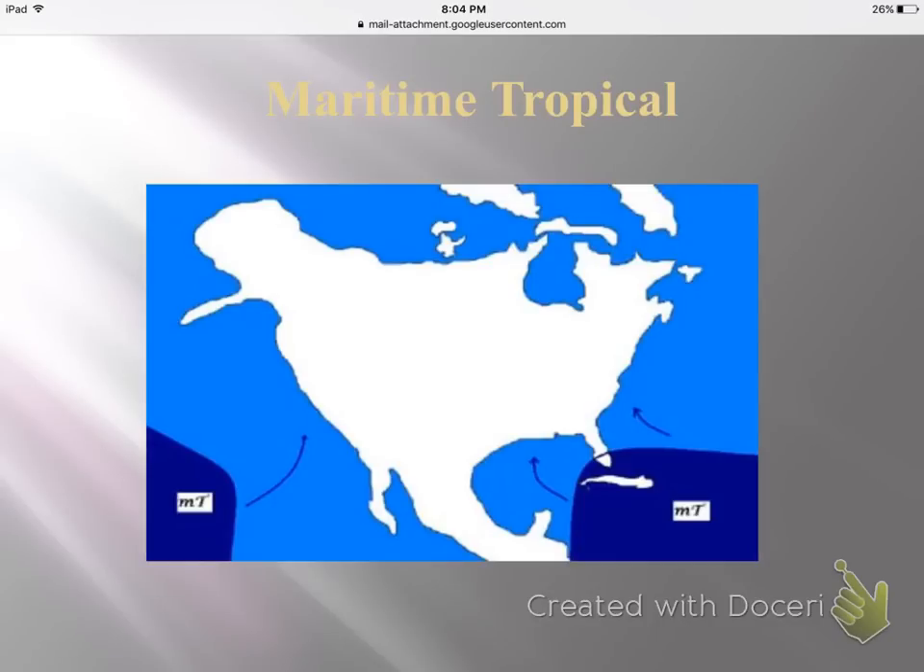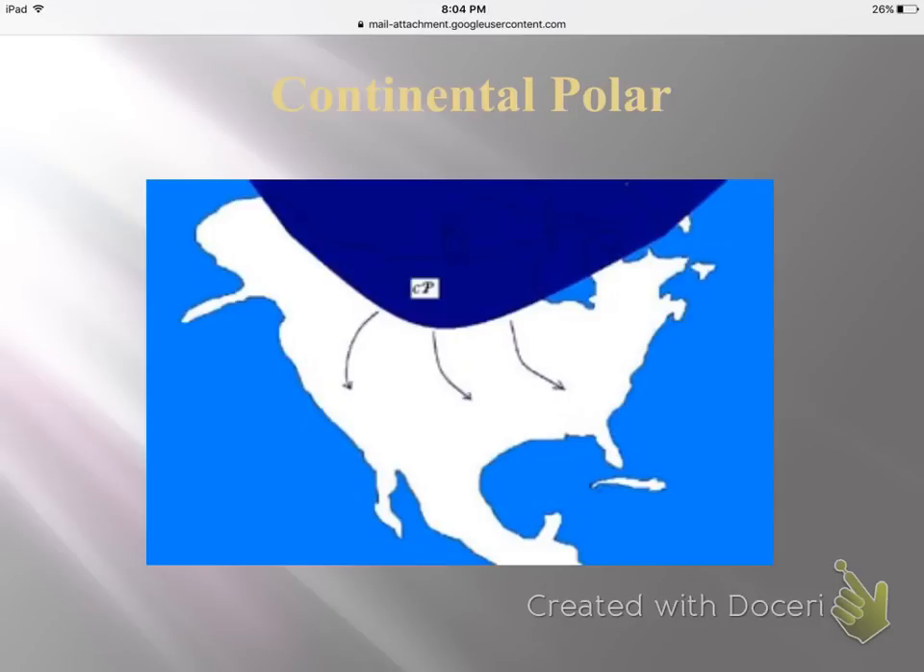The next one is maritime tropical. Tropical means it's going to be warm. It's going to bring warm weather. And maritime, once again, means it's forming in the ocean. So you see here, the air masses are down here in the ocean, but now they're more so near the equator. Okay, so that air mass is going to have more of a warmer temperature.